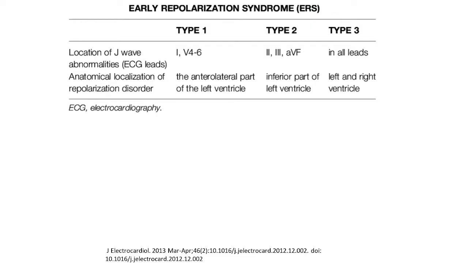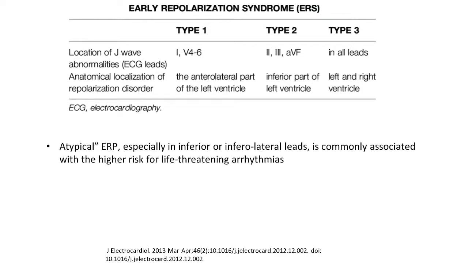Type 1 usually has anterolateral changes localized to lead 1, AVL, V4 to V6. Type 2 is inferior ERS, and type 3 is global ERS. So I've told you that BER is not so benign. Presence of ERS in the inferior leads or inferolateral leads can trigger life-threatening arrhythmias.